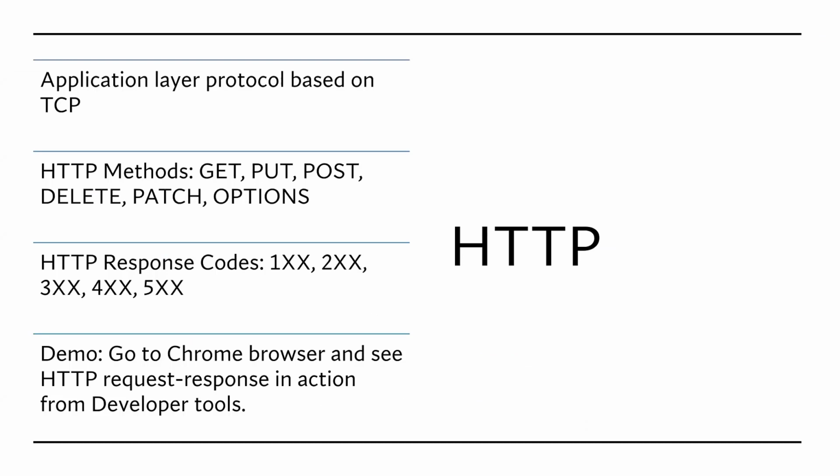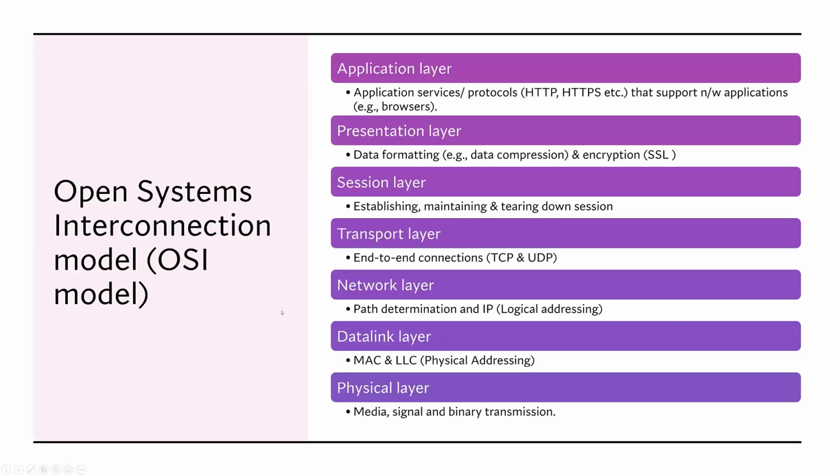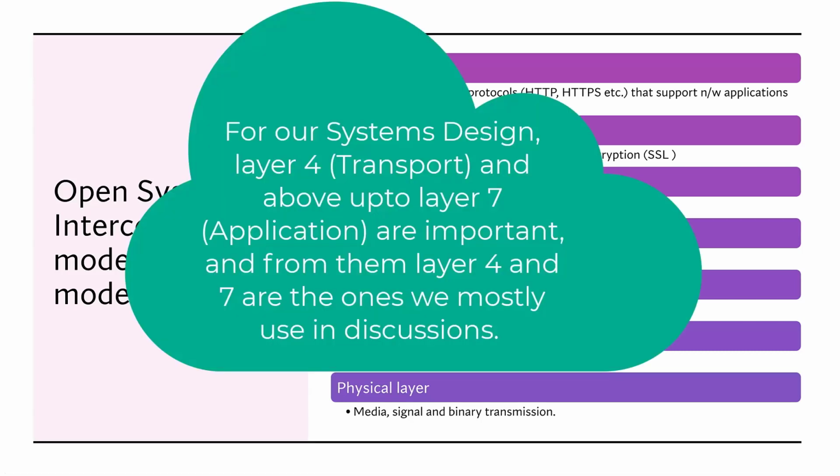So hope you got an idea about how HTTP works behind the scenes. So now we will look into the OSI model, or Open Systems Interconnection model. This is a reference model. When you map things, it may map to only a few of these or more than one of these.